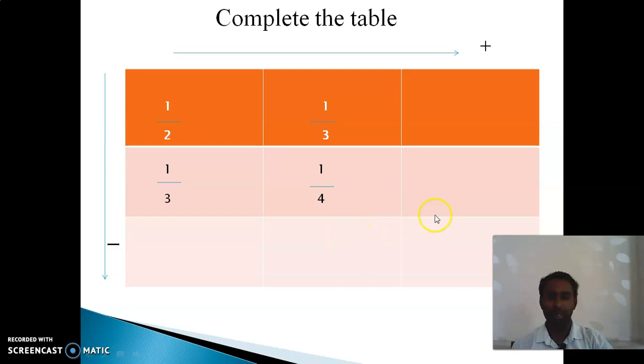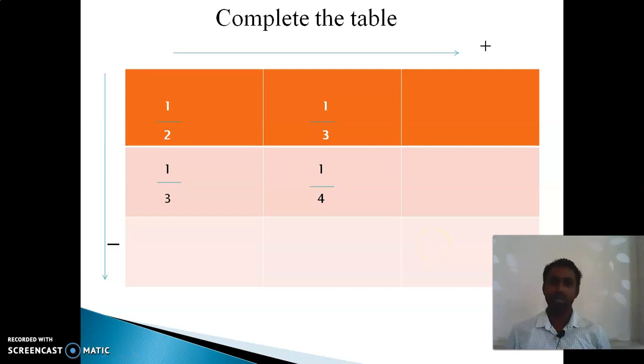So which one will be still empty? Which one will be still we have to find? This one. How to find this value? Either you have to add this and this value, otherwise we have to subtract this and this value, you will get the same answer. So if you are doing the addition and the subtraction, if the answer is coming the same, it means your answer is correct.